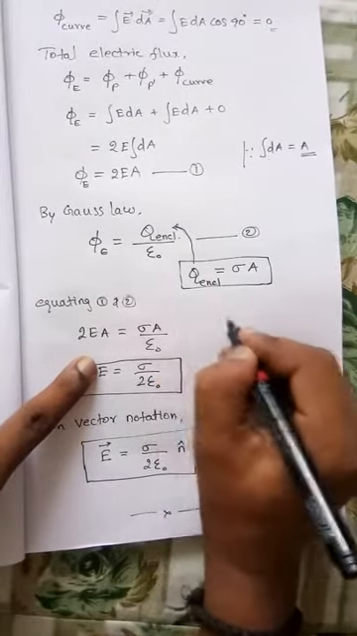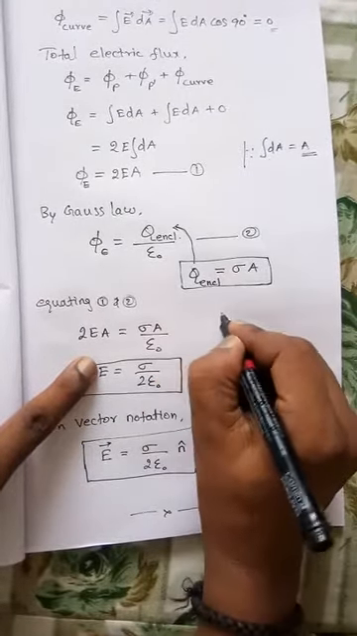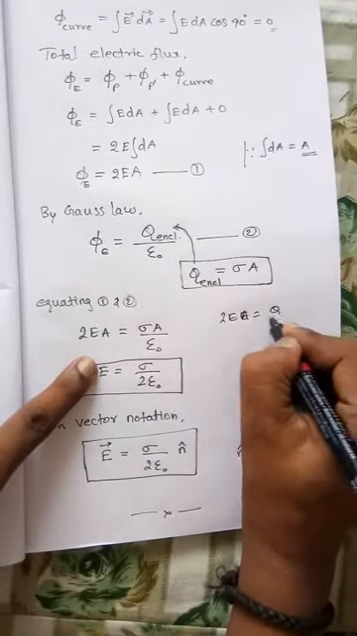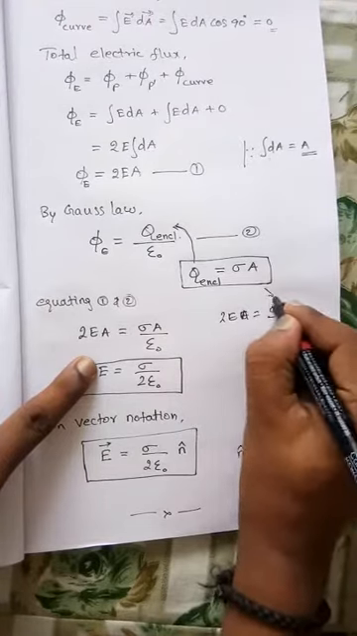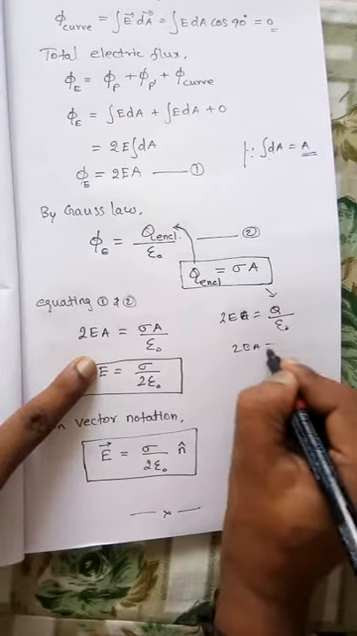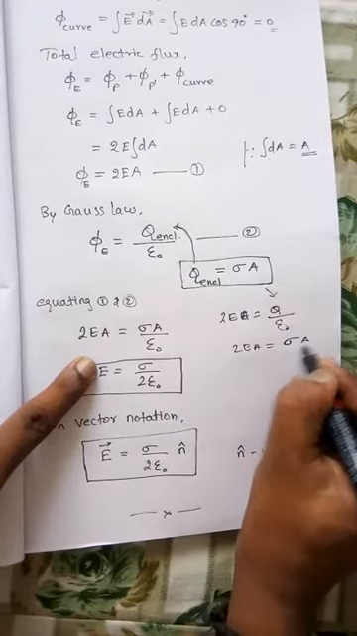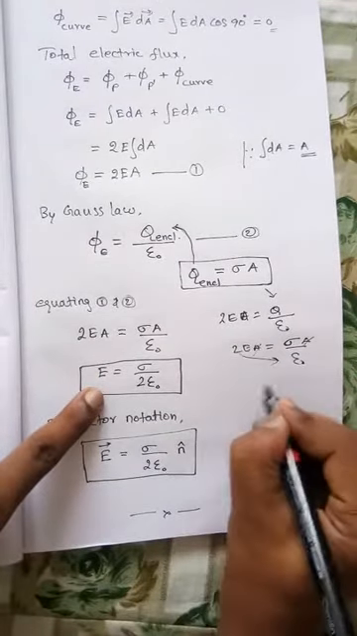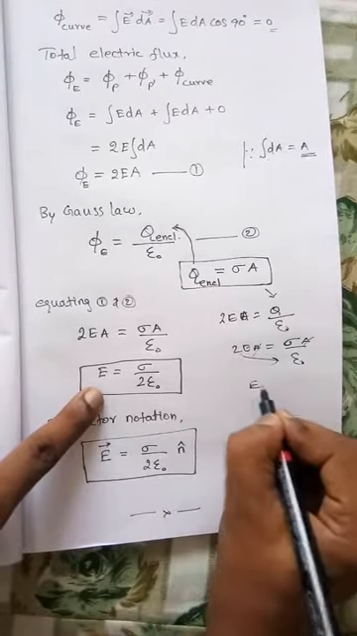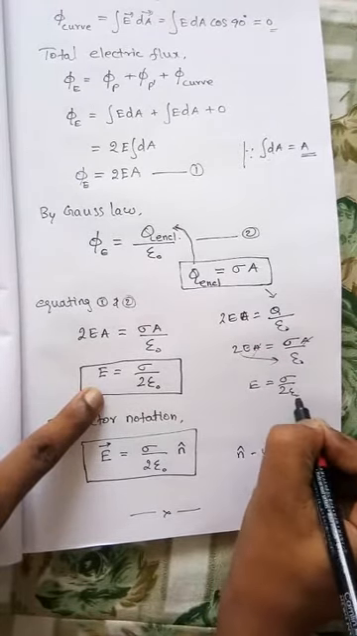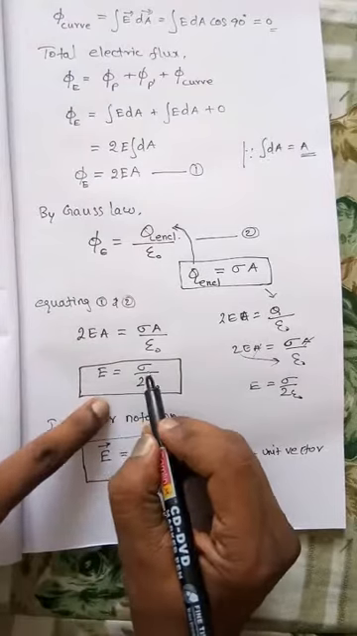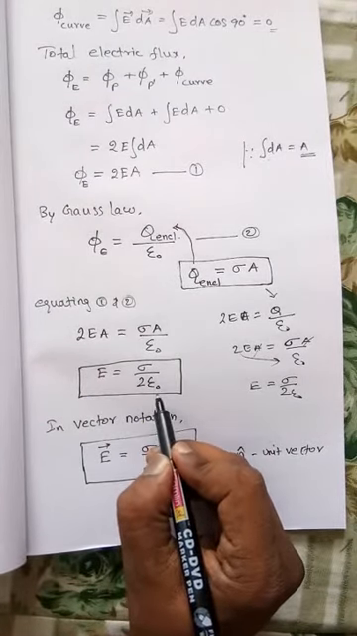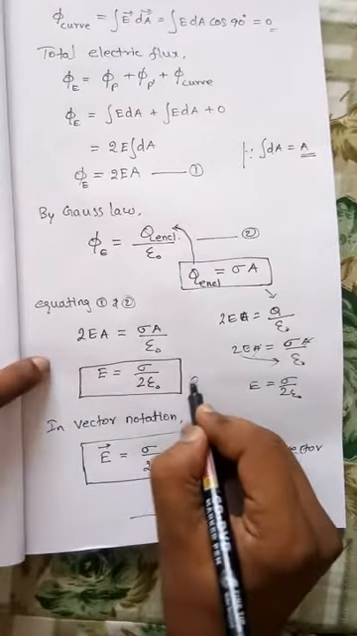So we can write 2EA is equal to sigma A by epsilon naught. A cancels. So E is equal to, cross multiplying the 2, E is equal to sigma by 2 epsilon naught. Here sigma is the surface charge density, and epsilon naught is the permittivity of free space. This is the scalar form.